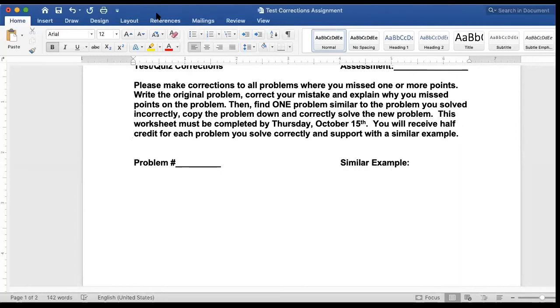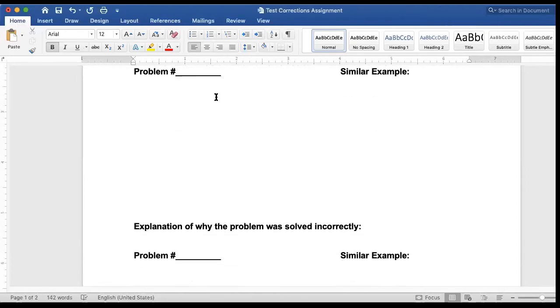So, test corrections. If you miss 1 point or more on a problem, you're going to write the original problem down, the number or the section it came from. You're going to correct it, and next you find a similar example. Then underneath, you explain why the problem was solved incorrectly and what you were thinking about when you solved it. You will receive half credit back for any problem that you do a test correction for. You're not redoing or retaking the test; this is just to earn some extra points back on the test.